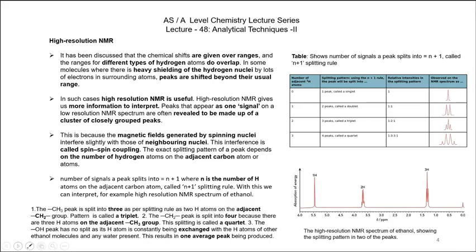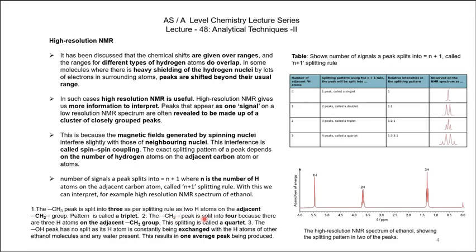We can explain that the CH3 peak splits into 3 as it has an adjacent atom with 2 hydrogens. So 2 plus 1, it splits into 3. There we get the 3H. This we call a triplet.